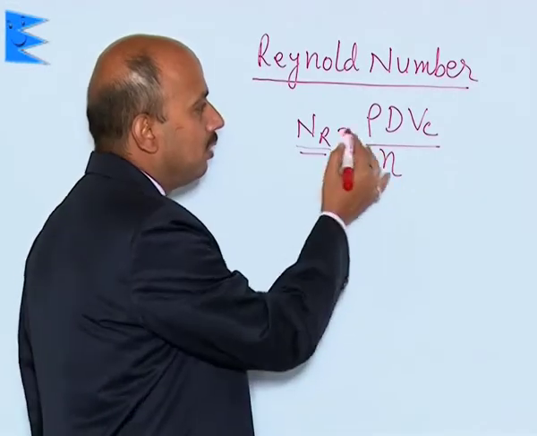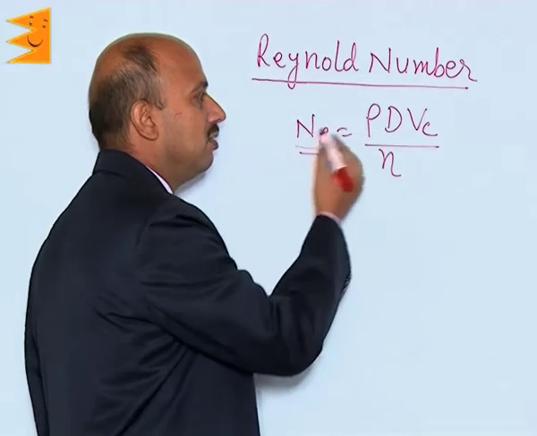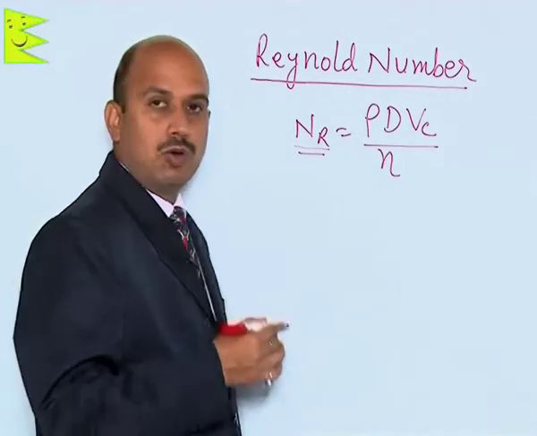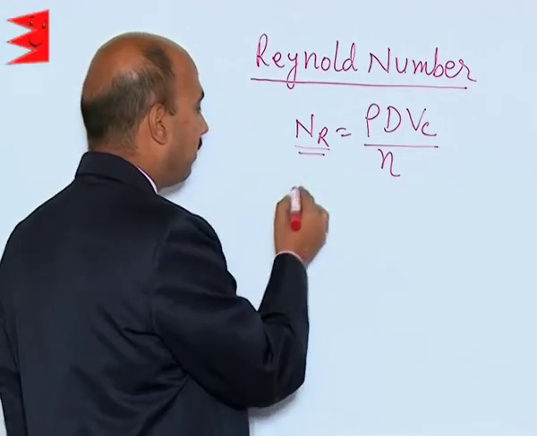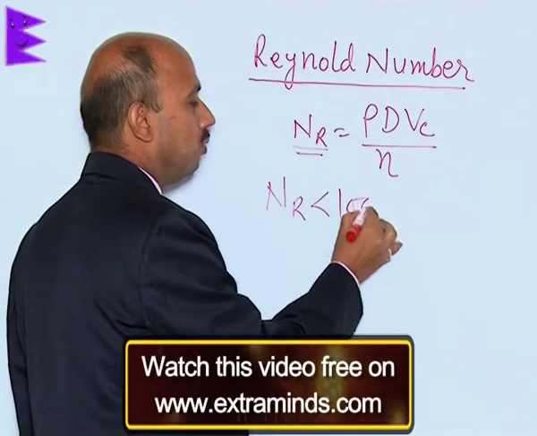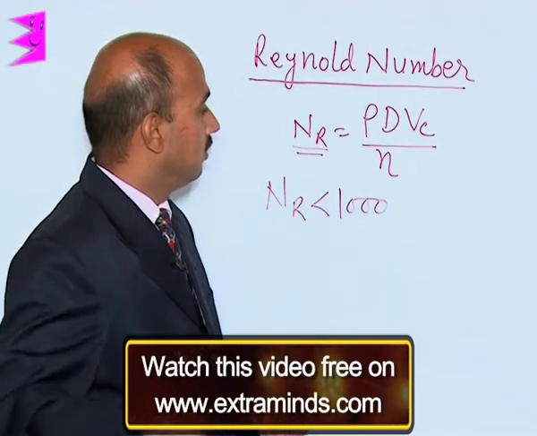Rho is the density of the fluid or the liquid flowing through the tube or the pipe, d is the diameter of the pipe, Vc is the critical velocity of the flow of liquid, and eta is the coefficient of viscosity. If Nr is less than 1000, then the flow is streamlined.